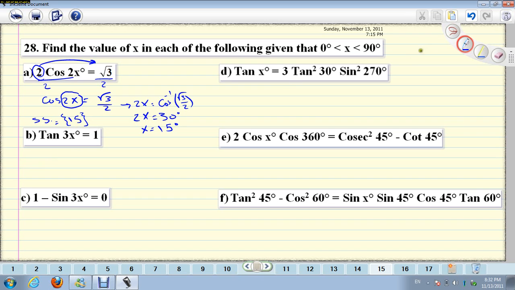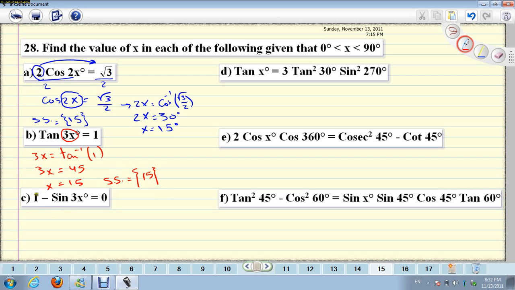Okay, letter B. Let's use another color. Tan 3x equals 1. To get any angle like 3x, I'm going to use a calculator. So tan to the power -1 of 1, so 3x equals 45. So x equals 15, and the solution set equals 15. You must write the solution set.